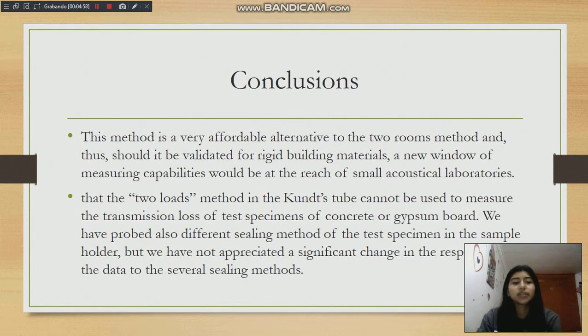And in conclusion, this method is a very affordable alternative to the two-rooms method and thus should be validated for rigid building materials, and new windows' insulation capabilities would be within reach of small acoustic laboratories.